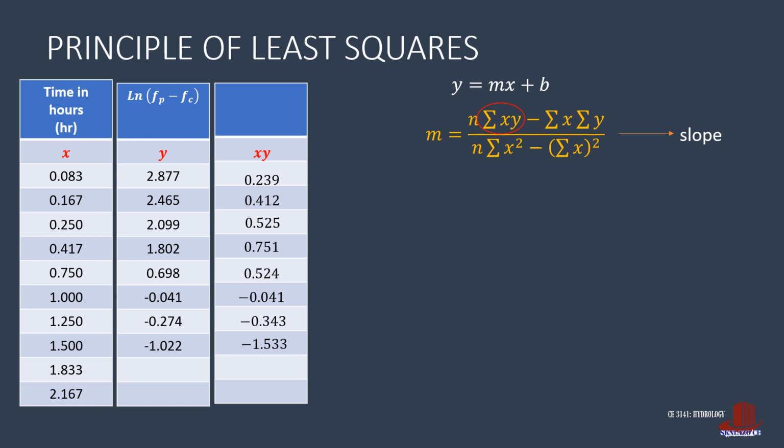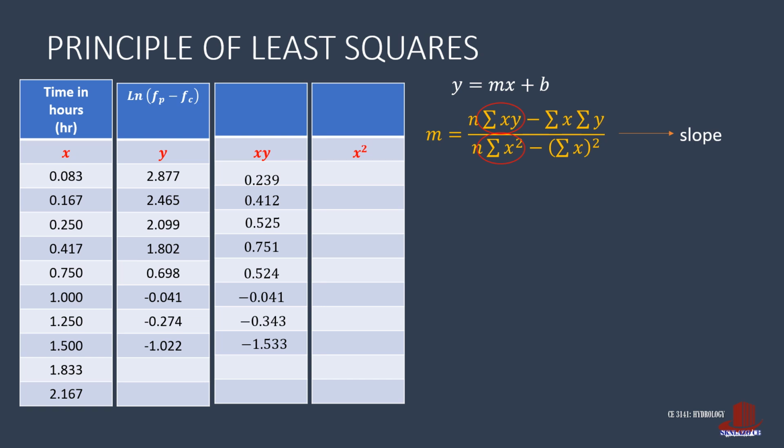The next parameter from the slope equation is the summation of x squared, which again means that another column for x squared should be created. The square of 0.083 is 0.007. The square of 0.167 is 0.028. The square of 0.25 is 0.063. And also the square of 0.417 is 0.174. The square of 0.75 is 0.563. The square of 1 is still 1. The square of 1.25 is 1.563. And the square of 1.5 is 2.25.